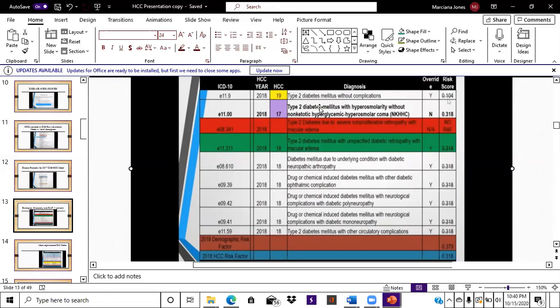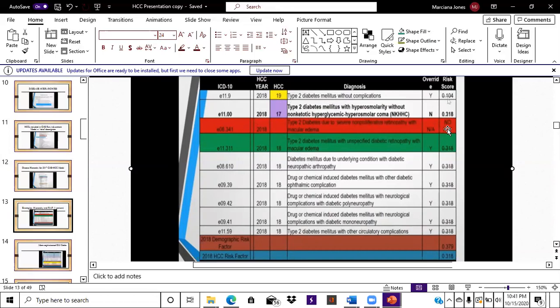So this tells you that this person had type 2 diabetes due to severe non-proliferative retinopathy with macular edema, but it doesn't tell you which eye. So 19 gets immediately eliminated because you have a diagnosis with HCC 17, which is a bigger burden of illness. 17 equals a risk score of 0.318. See? 17, 0.318. And this one is no RAF. Doesn't even have a score at all.